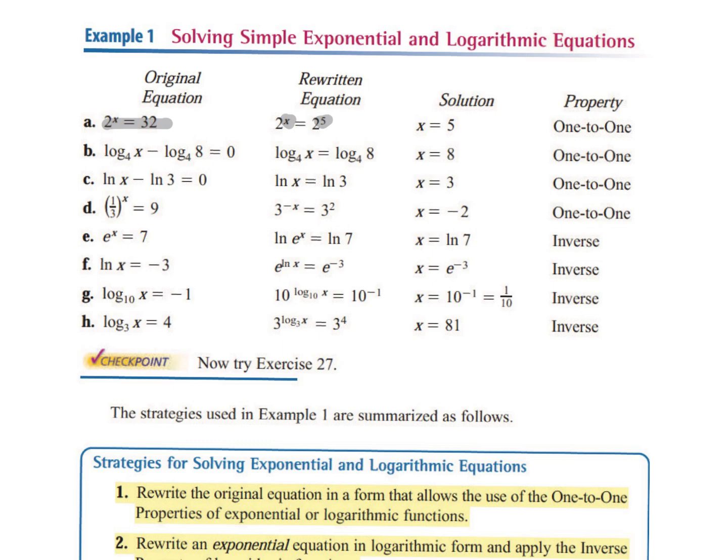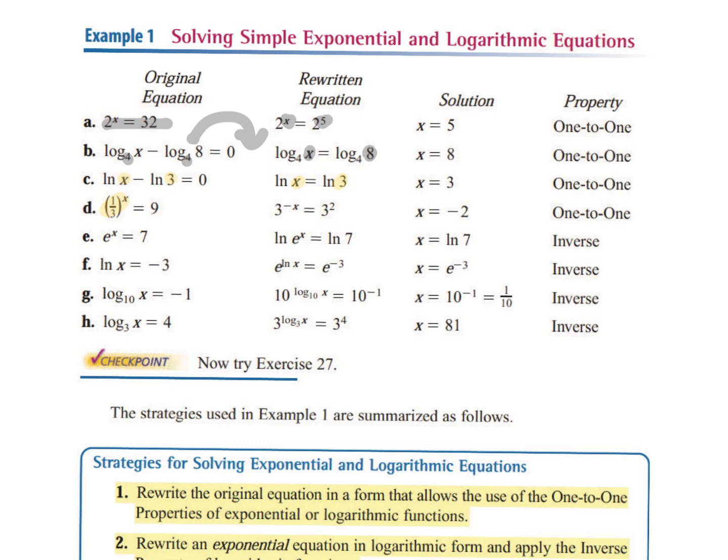Same thing happens with the logs. If you happen to have two logs, you don't have to necessarily always divide them, even if they are a subtraction. Notice they are the same base. So if you happen to move the log 4 of 8 to the right side, we can ignore the log 4 and just equal the x to the 8. Same for this. When we have an ln for both, the ln's can be ignored and we would end up with a 3.